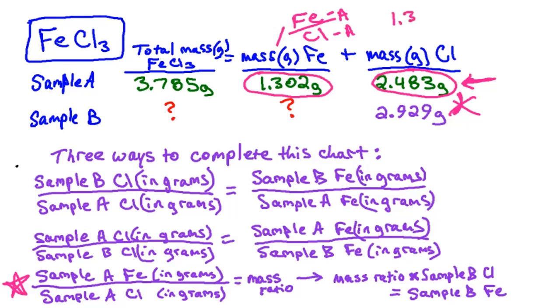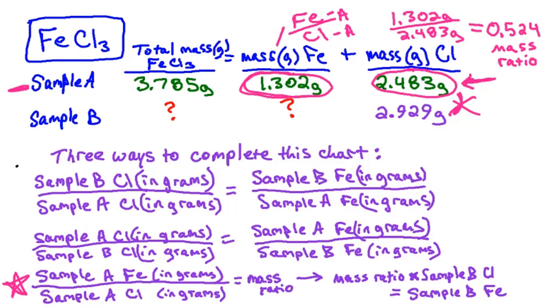So that's 1.302 grams divided by 2.483 grams, which gives us a mass ratio, they call it a mass ratio, of 0.524. So that is what is called our mass ratio. When we take the amounts from the same sample, the amounts of iron divided by the amount of chlorine, that gives us our mass ratio of 0.524.